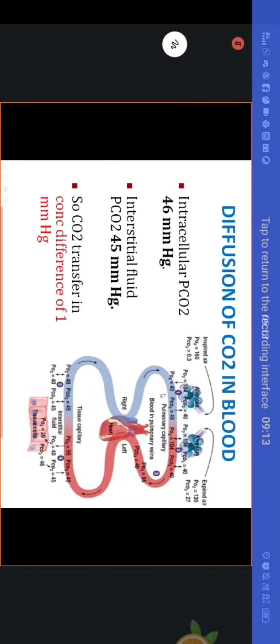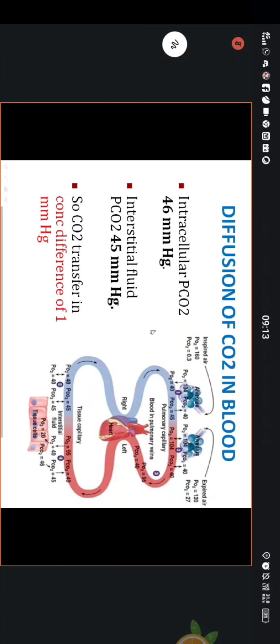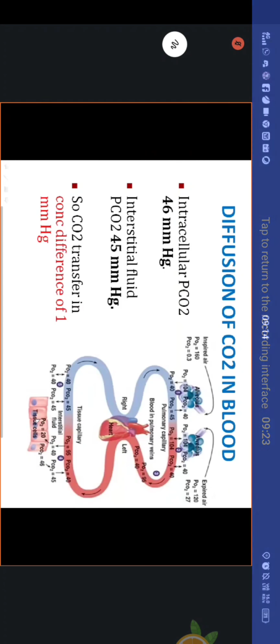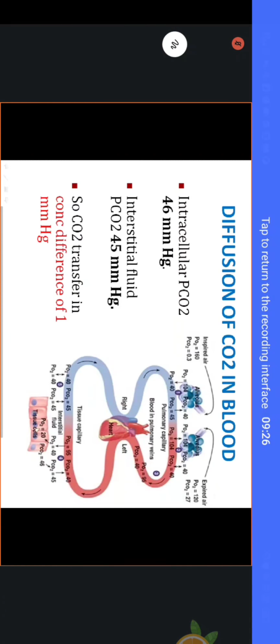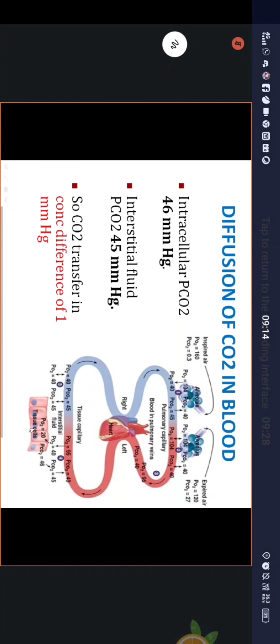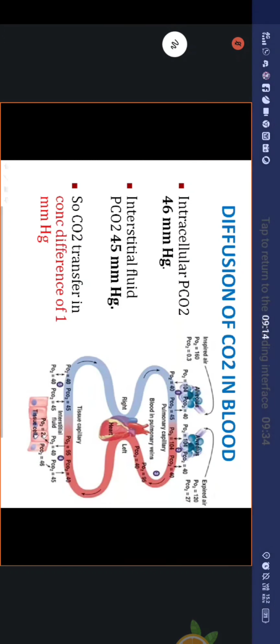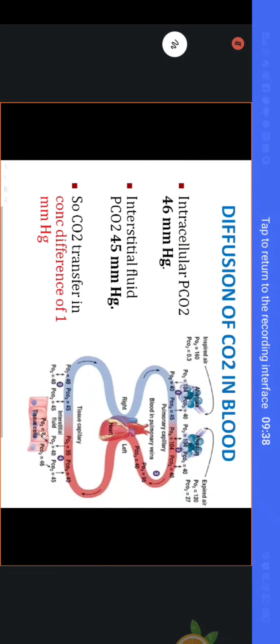So what will happen? This is basic circulation. This is pulmonary, alveoli. This is the tissue level. Carbon dioxide is usually generated at the cellular level. So to promote diffusion, the concentration gradients also vary. This is PCO2 of the cells. It is around 46 mmHg. That is the intracellular partial pressure of carbon dioxide.